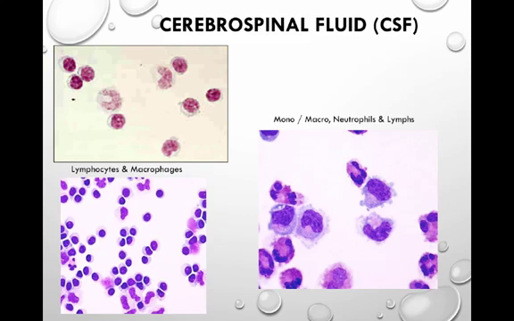So these are some examples of what we might see in cerebrospinal fluid. Lymphocytes and macrophages here, monocytes, macrophages, neutrophils, and lymphocytes can be seen here. So here's a portion of a lymphocyte. We see neutrophils, macrophages, monocytes are these cells here.